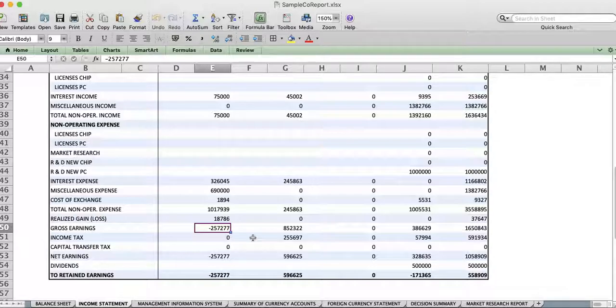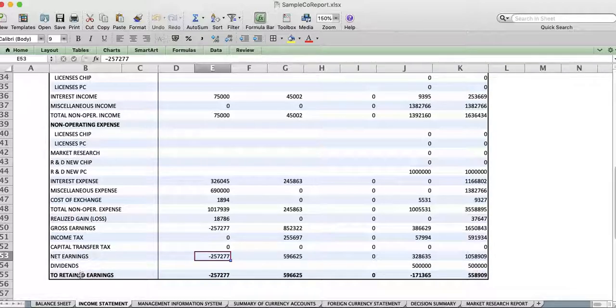The gross earning is the basis on which an income statement will be charged. Of course, when there is a loss, there is no income tax, and when there is a profit, such as in Europe, there will be a tax. Then capital transfer tax does not apply here, but we then have the net earnings, which is sort of the profit of the company in that quarter, from which the company may decide or not to pay a dividend.